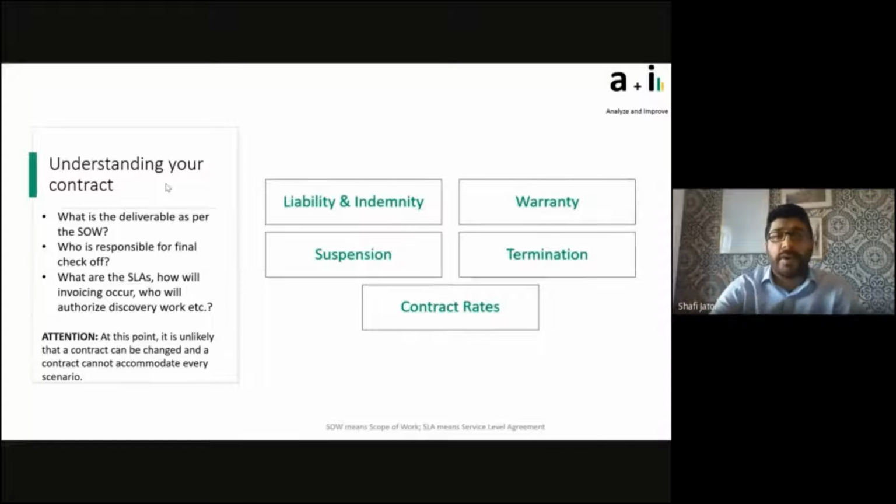I just wrote down a few points to consider when you're reading your contract: the head of agreement, the order of precedence, the liability and indemnity, the warranties, the suspensions, the terminations, the contract rates. All of these are important, and all of these need to be reviewed and understood, including what the terms actually state. At this point, you wouldn't necessarily go through role playing on what happens in the event. How would you enforce suspension, or how would you enforce termination? But it is good to understand what clauses do exist.